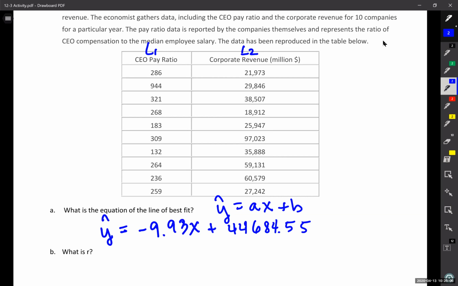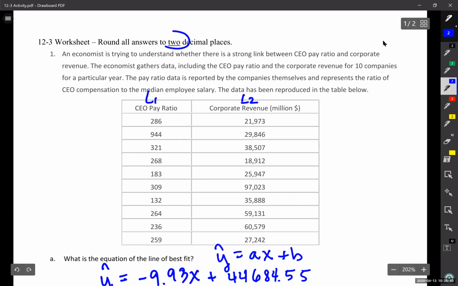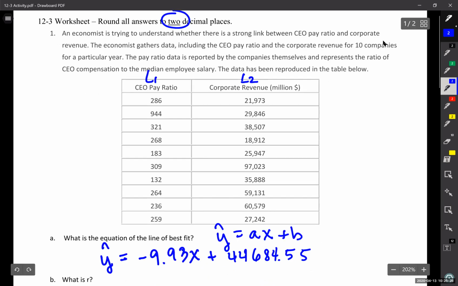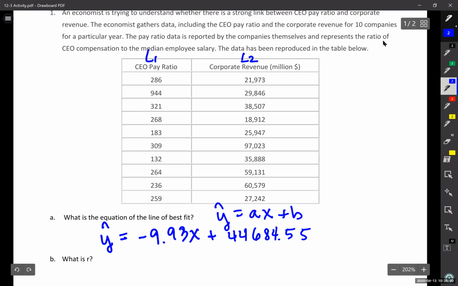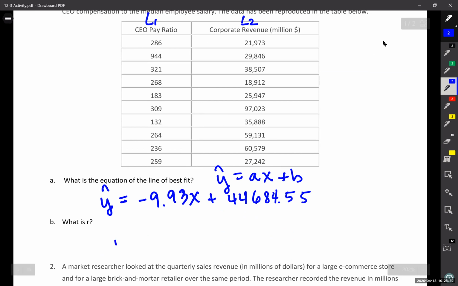I didn't say this at the beginning, but it is written: round all answers to 2 decimal places. That's how I knew where to end this. Actually, we're going to cheat a little bit on number 2, because number 2 was such a tiny number, I went to 3 decimal places. But here we're talking about money, and if it doesn't say to the nearest whole number, then it's going to be cut off at 2 decimal places. So we have our 2 values for A and B.